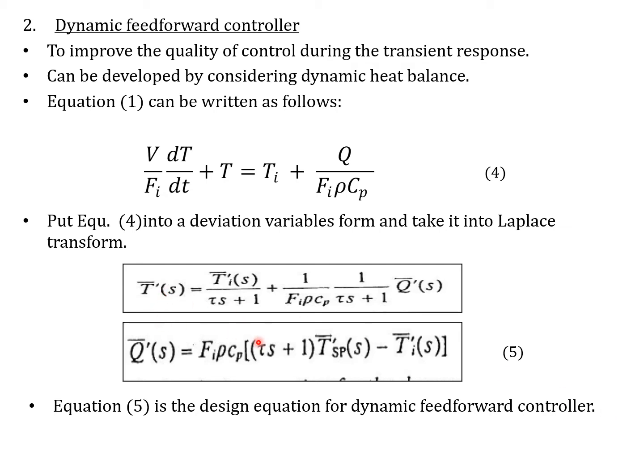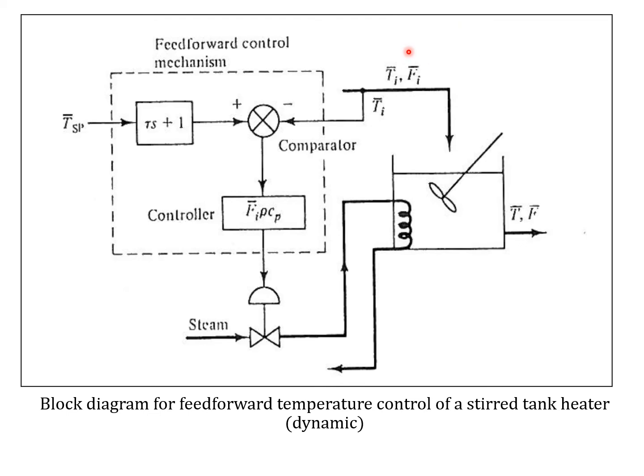Slight variation in terms of adding the extra block, tau s plus 1. So in terms of the same thing, the disturbance measured, but multiplied by the tau s plus 1, times the set point.